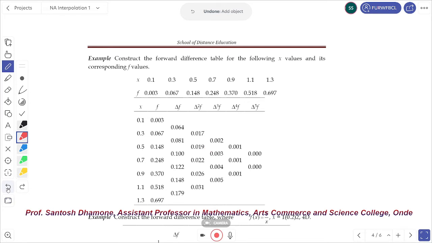Okay. Similarly, take the next difference: 0.03, 0.004, 0.005. And now we take the fourth difference: 0.001, 0.001, 0.001, and the last difference is delta square of f, which is 0, that is constant. The fourth difference is constant. This table is known as the forward difference table.